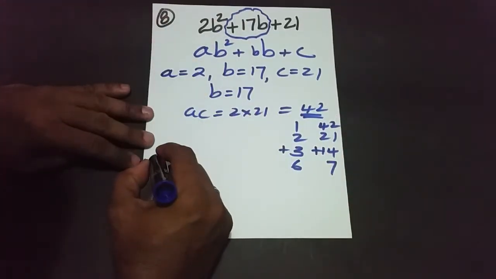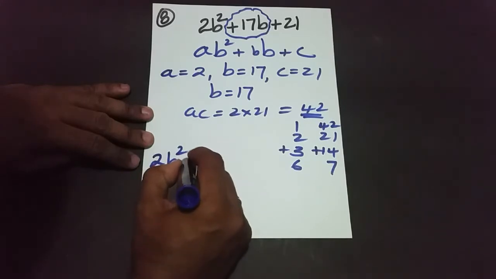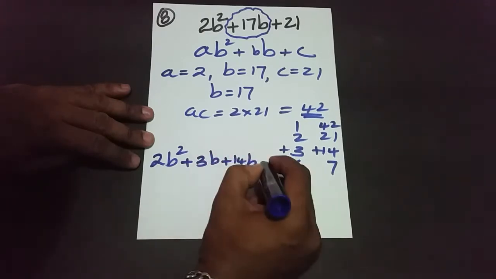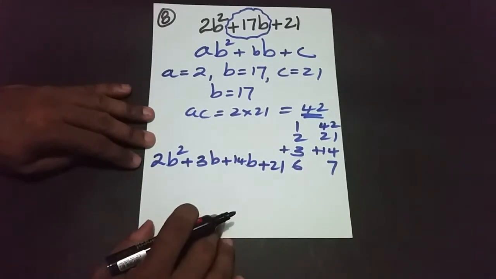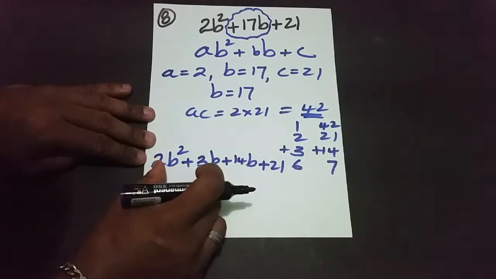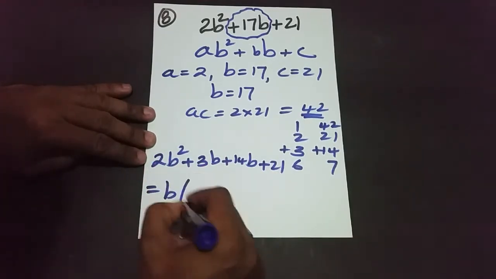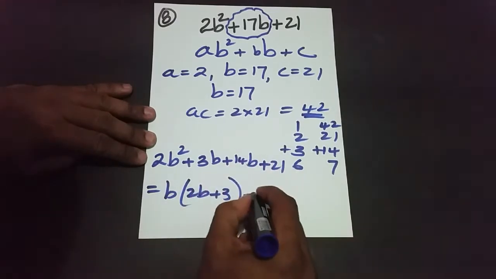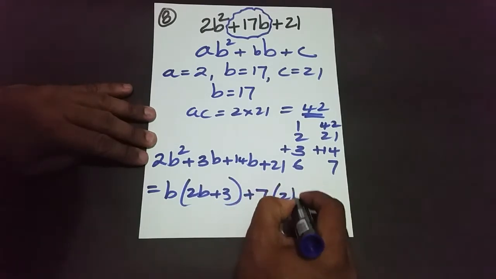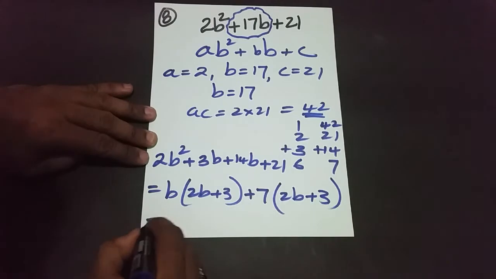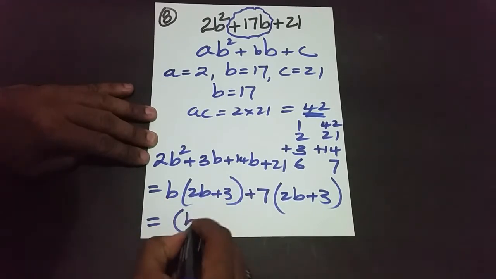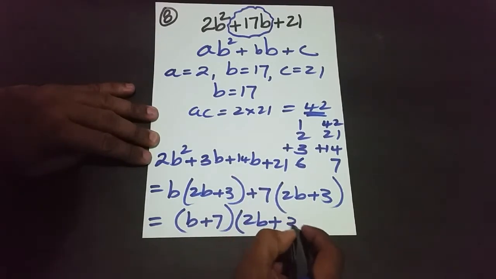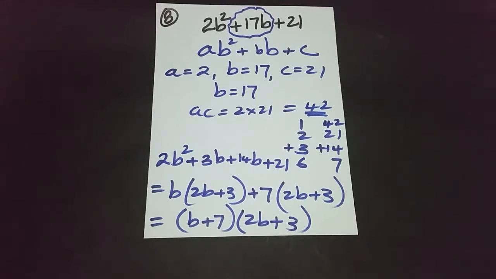So I'm going to break that up into those two pieces. So 2b squared plus 3b plus 14b plus 21, and then we can go ahead and factorize by grouping. So look at these terms. b is common in the terms, and you would have 2b plus 3. And we look at these terms here, you would say that positive 7 is common, so you'd have 2b plus 3 as well. So the final answer would be, in one bracket you have b plus 7, and in the other bracket you're going to have 2b plus 3. And that would be the answer to question 8.